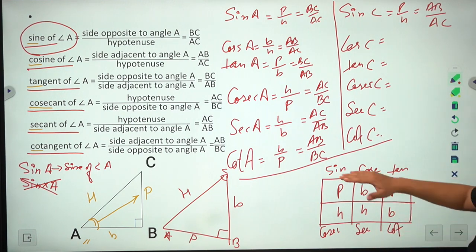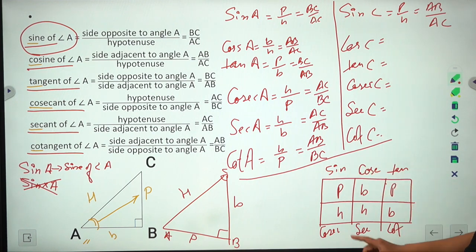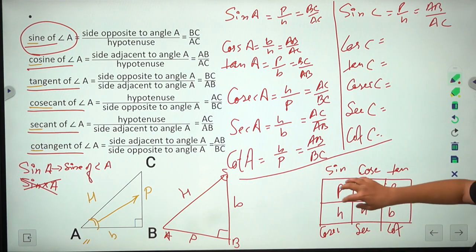You know the serial: sine, cos, tan, cosec, sec, cot, isn't it? Now you have to fill the box.